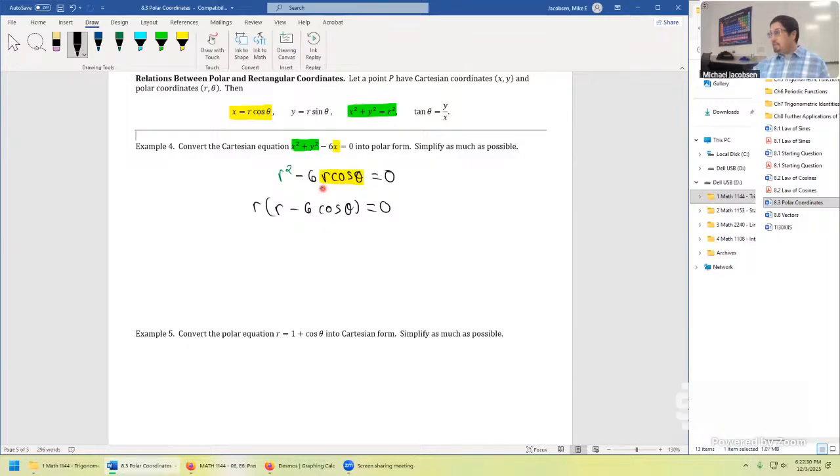equals 0. Now we can use the zero product property. We have two things multiplying resulting in 0. So that would mean r is 0, or r minus 6 cosine theta is 0. So now we started with one equation. In our attempt to simplify it, we now have two equations, and that's not necessarily considered simplified when you've doubled your equations, even if one is a simple equation.